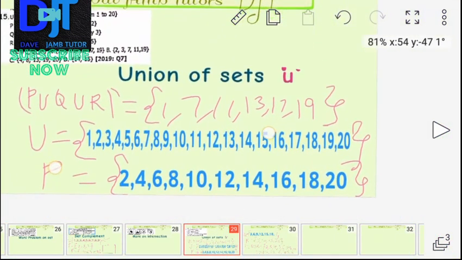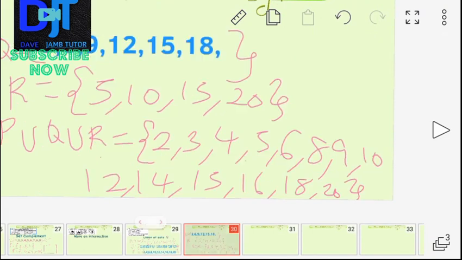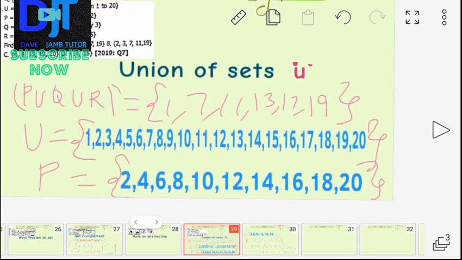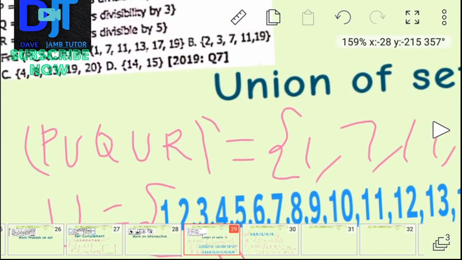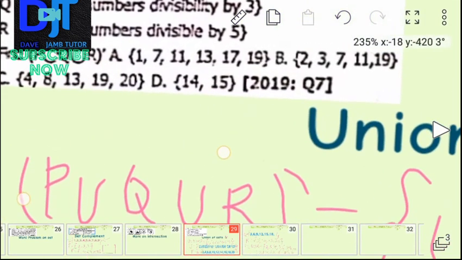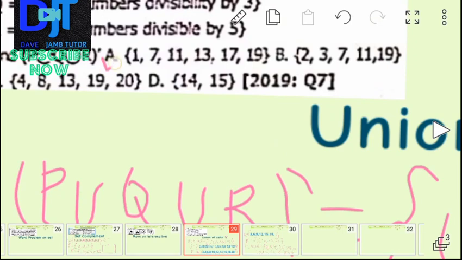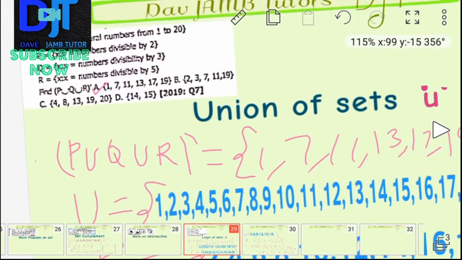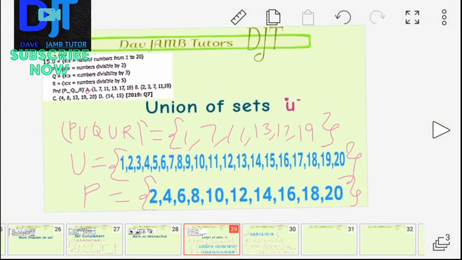Now that we have that, that is what we are looking for, and that is our final answer. So we now have to compare it with the question. We have that in the question, and that is A. And that is our final answer, and that's it for union of sets.